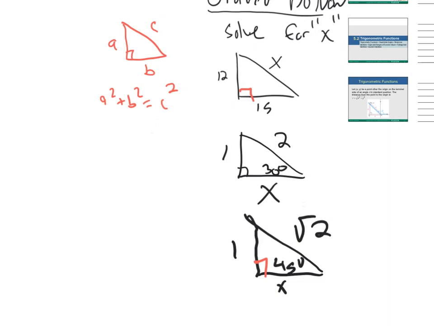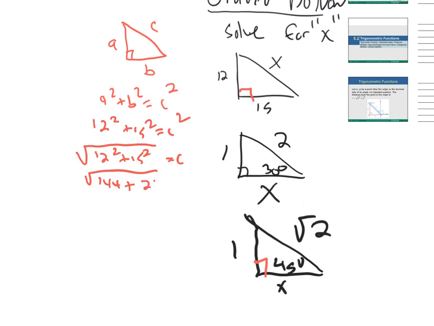So A and B are my legs, right? So the first problem: 12 squared plus 15 squared is equal to C squared. If you want to solve for C, you take the square root of both sides: the square root of 12 squared plus 15 squared equals C. Normally we say plus or minus. Give me one reason why I won't now. Because we don't have a negative length. Yes, the hypotenuse can't be negative, so don't worry about plus or minus. What is 12 squared? 144. And 15 squared is 225. What's that sum? 369. So the square root of 369 equals C.